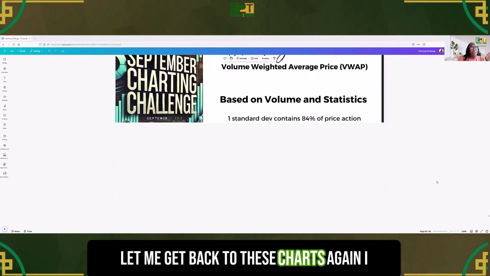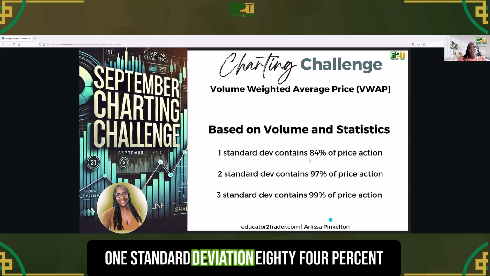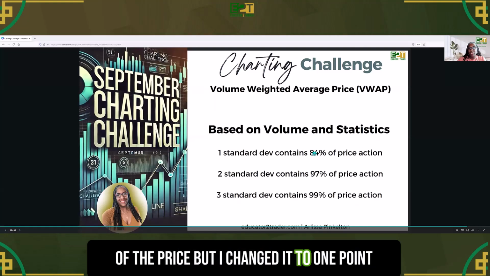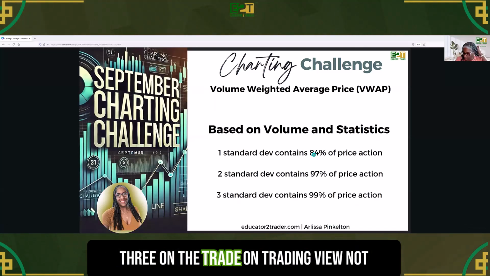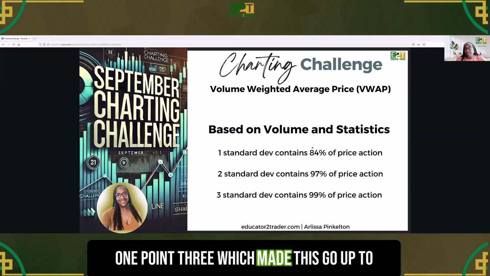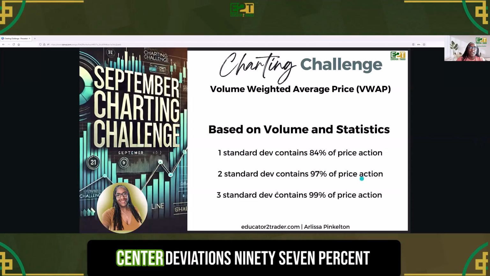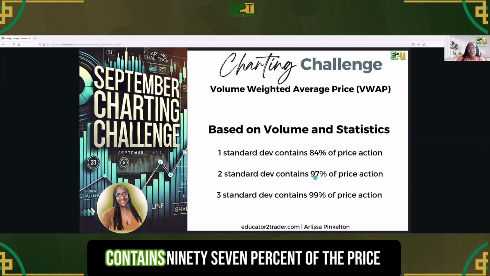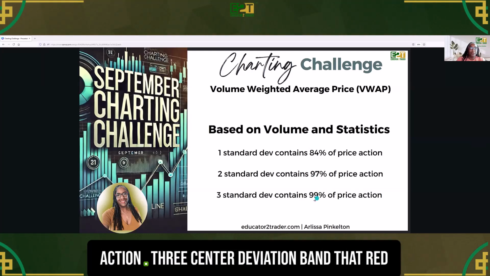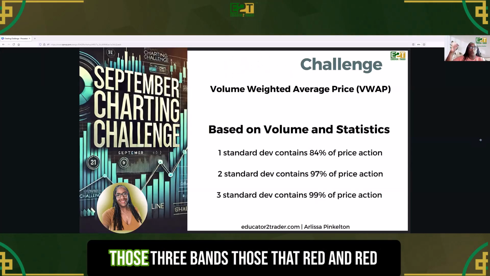Let me get back to these charts again. I talked about the standard deviations here. One standard deviation, 84% of the price, but I changed it to 1.3 on Thinkorswim, which made this go up to 90% within that first band. Two standard deviations contains 97% of the price action. The three standard deviation band, that red one, should contain 99% of all the price action, between those red bands.